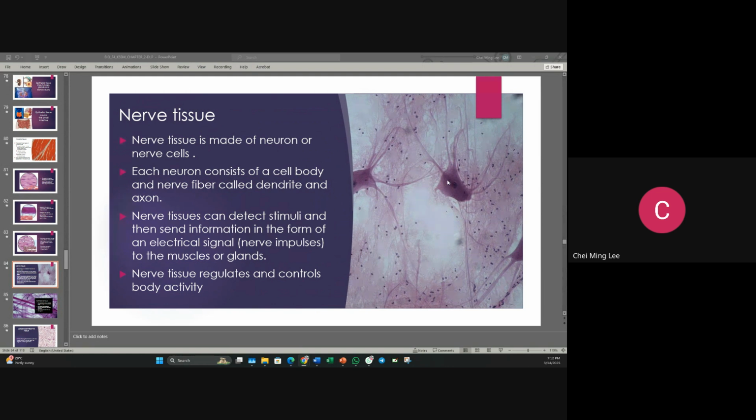No, this is actually the cell body, the middle one here. And the nerve fibers are called dendrite and axon. The head is the axon, the tail, all these are dendrites.